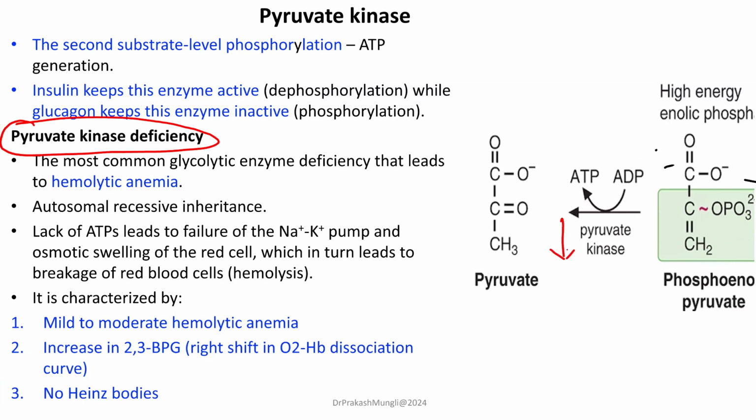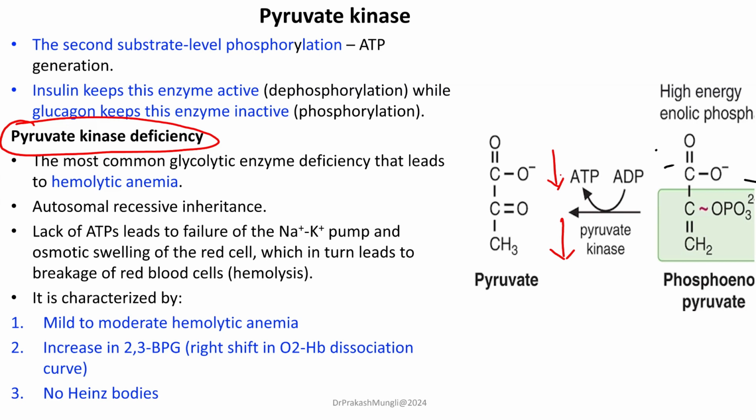So pyruvate kinase enzyme deficient means there will be a decrease in ATP. When there is a decrease in ATP, remember, especially in the red blood cell, other cells are fine. Red blood cell, which doesn't have mitochondria, is entirely dependent on anaerobic glycolysis. Remember anaerobic glycolysis? So red blood cells are heavily dependent on anaerobic glycolysis for ATP generation. And the last enzyme was the one that was giving that ATP, and that is down now. So overall, there will be a drop in the ATP levels in the red blood cell.